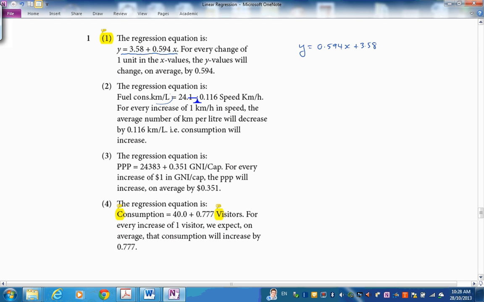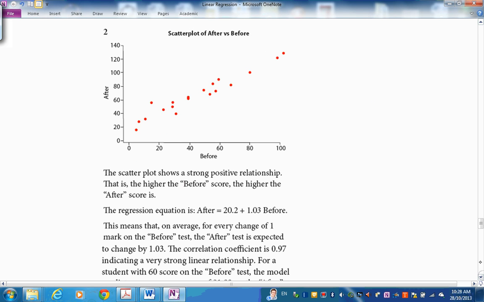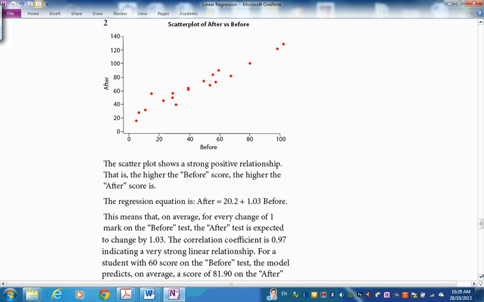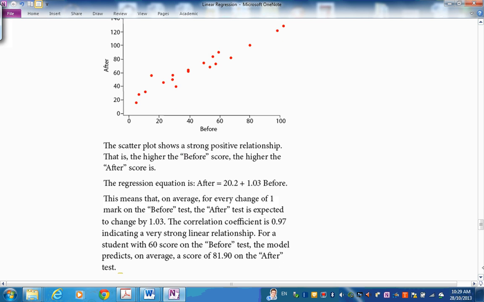Generally in the formula you don't put the units. I would prefer people putting fuel consumption equals 0.116 speed plus 24.1. Just watch the units here, because some of them are in thousands and things. Just check that you agree with the answers there. Okay, let's go down. Question 2. Okay, let's see the rest of that in a minute. Yep, there we have the rest of it.